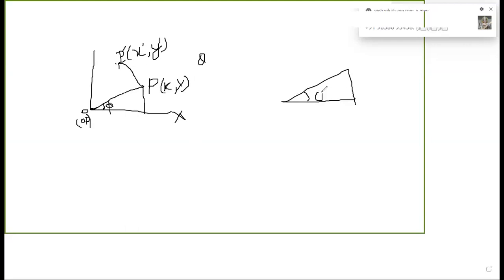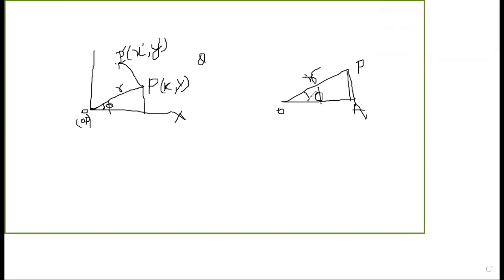Okay. This is the scenario. This is O point, this is P point, and this is suppose A point. Assume this is A point. So you have assumed this is R. And this perpendicular value is Y. And this base will be X, because it is showing K, but it is X, not K.